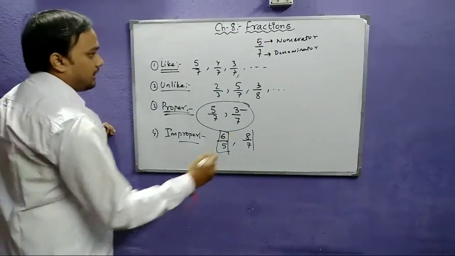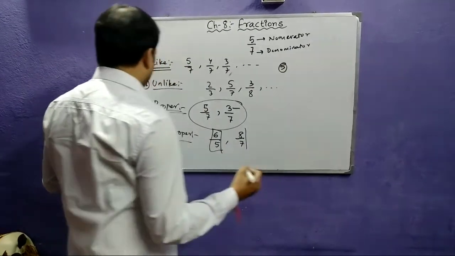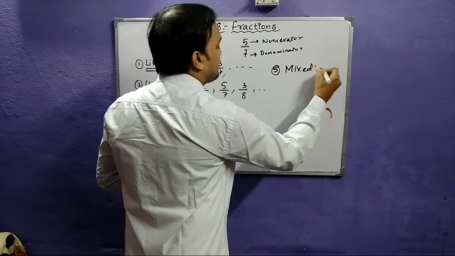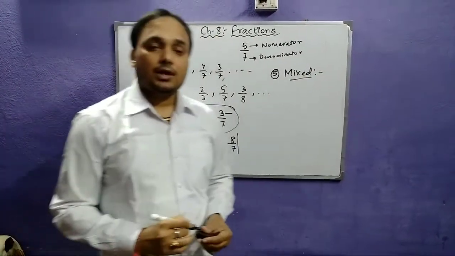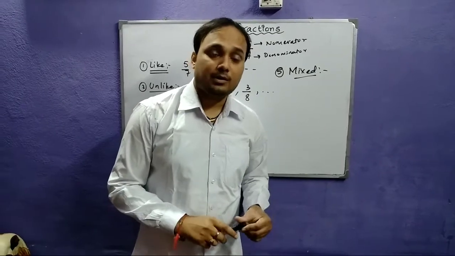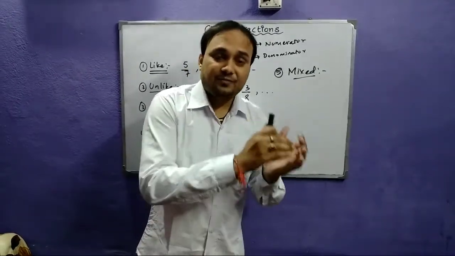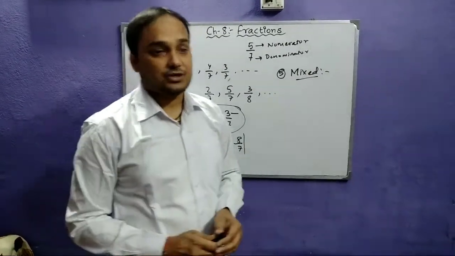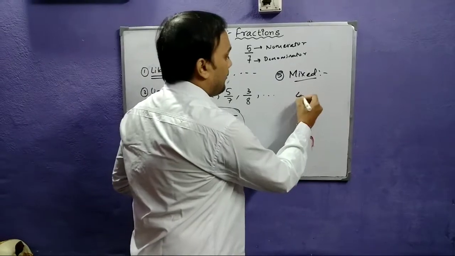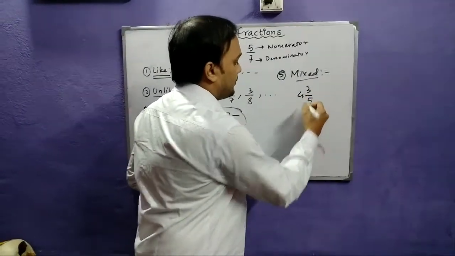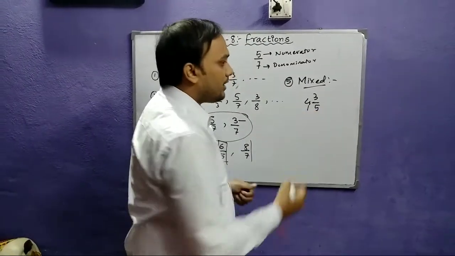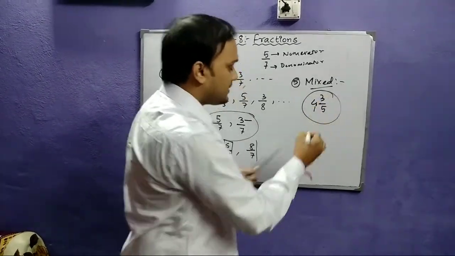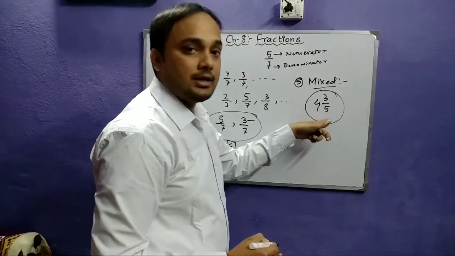The fifth number, after proper and improper, is mixed fraction. What is a mixed fraction? Mixed fractions are the fractions which can be expressed with the help of a whole number and a proper fraction both. So any fraction, if you can express it in the form of a whole number as well as a proper fraction, is said to be a mixed fraction, like 4 whole 3 by 5, suppose. Here 4 is the whole number and 3 by 5 is a proper fraction. So we will say that this combination of whole number and proper fraction is a mixed fraction.